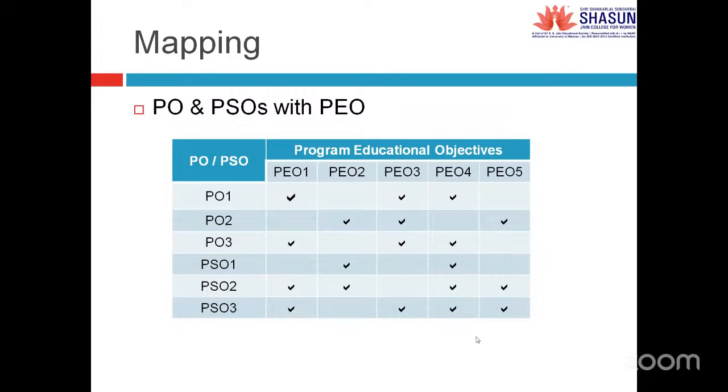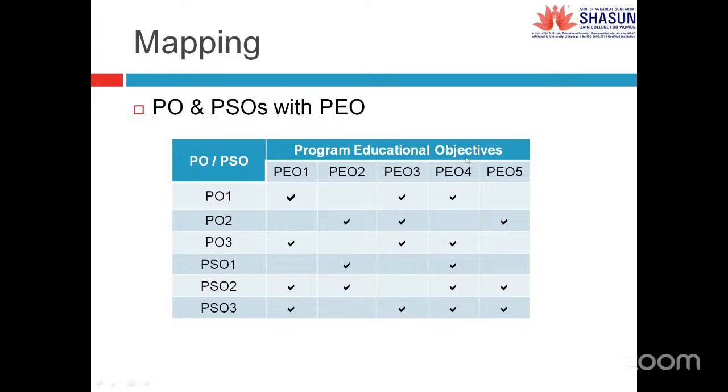The next level of mapping is between the program specific outcomes and program outcomes with your graduate attributes. POs are domain independent outcomes, whereas PSOs are domain dependent outcomes. That is what we call PSO being domain specific. I'm going to map my program outcomes, which are set at the institutional level, and PSOs, which are set at the department level.